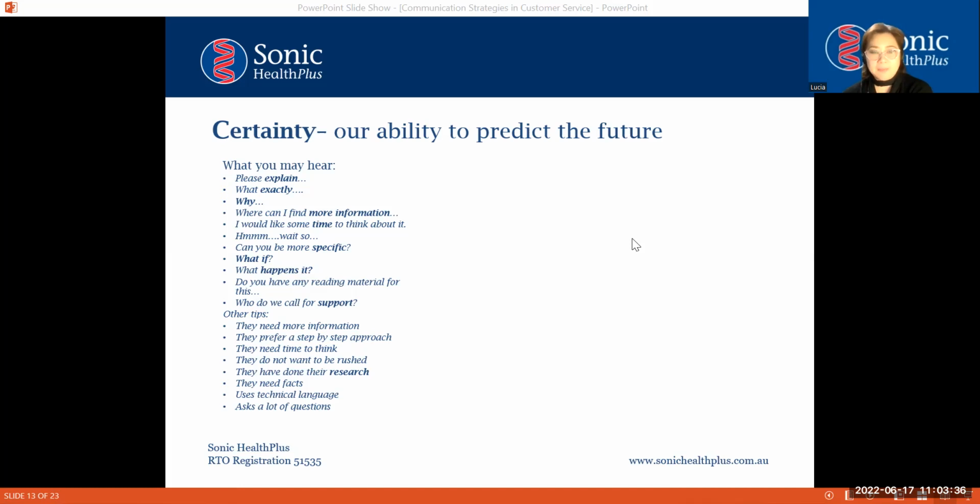They prefer a step-by-step approach. They need time to think. They do not want to be rushed. They have done their research before, they've really dug into all the facts, figures, and whatnot. Use technical language and ask a lot of questions. Okay. Favorable responses. Would you like to obtain more information? Here is more information. This is a guide. Okay. I am certain. So they respond to words like certain, sure, facts, numbers, measurements.